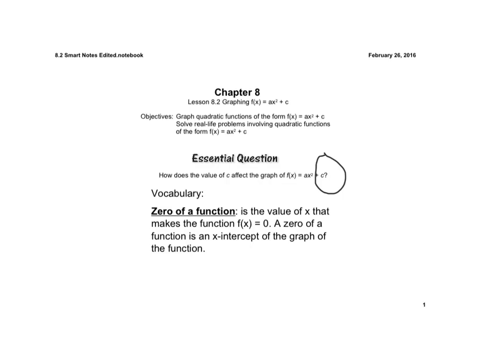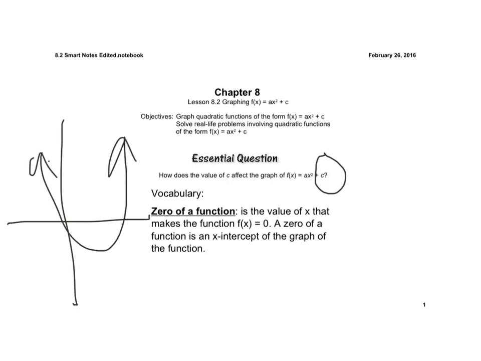Now, the new vocabulary term for this section is a zero of a function. The zero of a function is the value of x that makes the function f of x equals 0. So a zero of a function is an x-intercept of the graph of the function. If we have the coordinate plane here and we have a parabola, then the zeros would be that point and that point, the points where it crosses the x-axis.